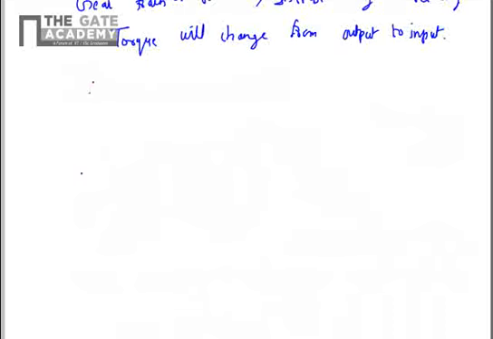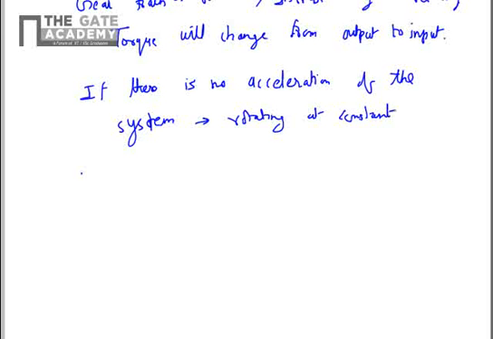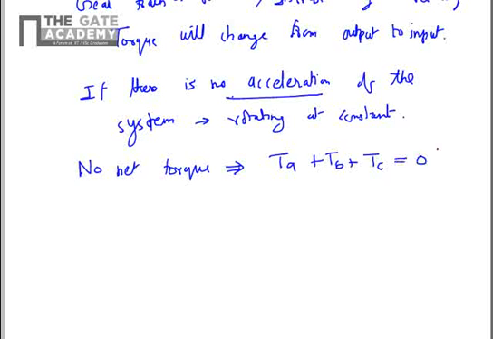So we'll lay down a condition for balance of torques. If there is no acceleration of the system, since your input shaft and the output shaft are all rotating at constant angular velocity, and the velocity ratio is defined, there is no acceleration as such. So if there is no acceleration, there can be no net torque on the system. So the sum of all torques should be equal to 0. Hence TA plus TB plus TC should be equal to 0.